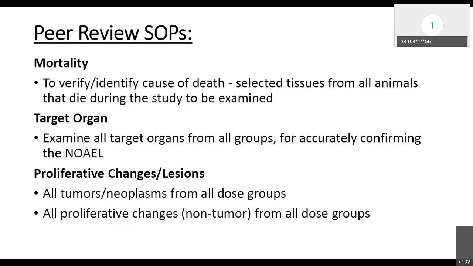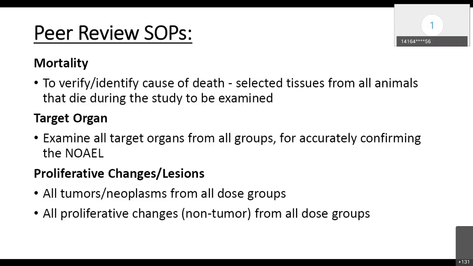Yeah, so in case we observe any mortality during the conduct of study, to identify or verify the cause of death, selected tissues from all animals that have died during the studies are examined. This is also one of the parts of our SOP. Or the institution can decide based on their policy how many to be. So it depends from organization to organization. But peer review processes are to be done to meet OECD requirement.